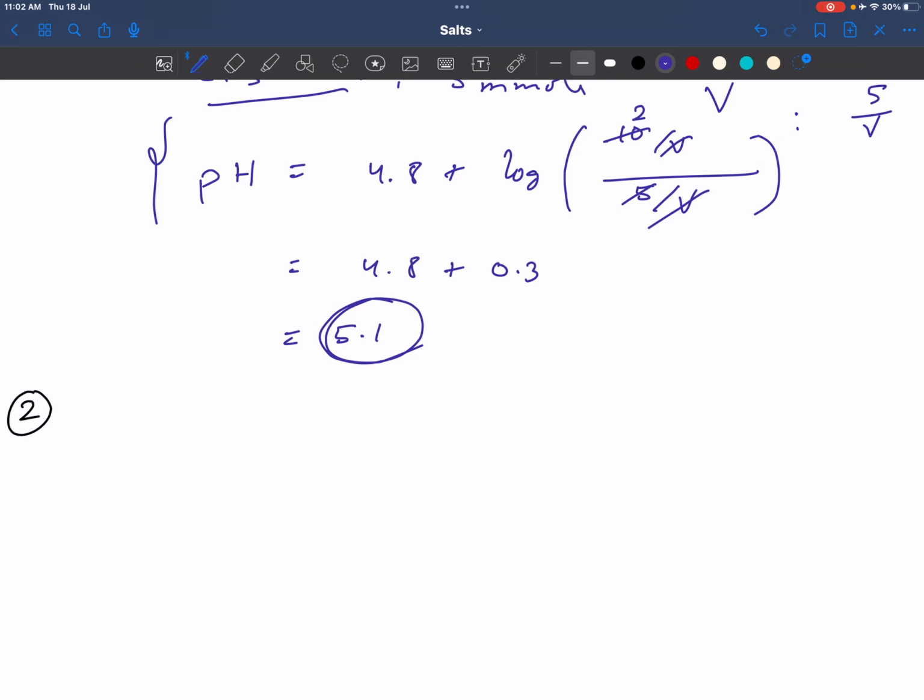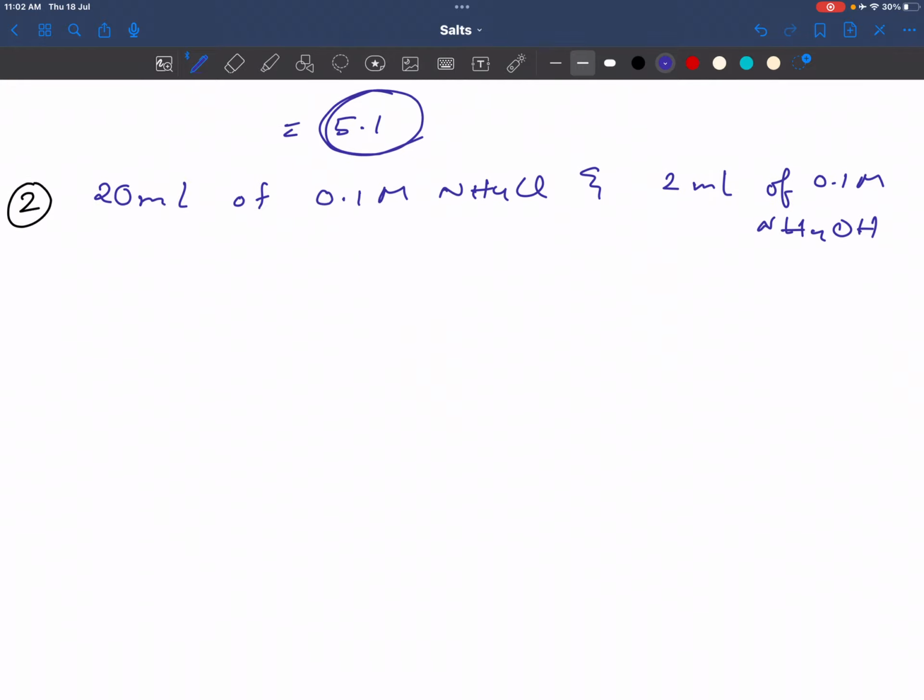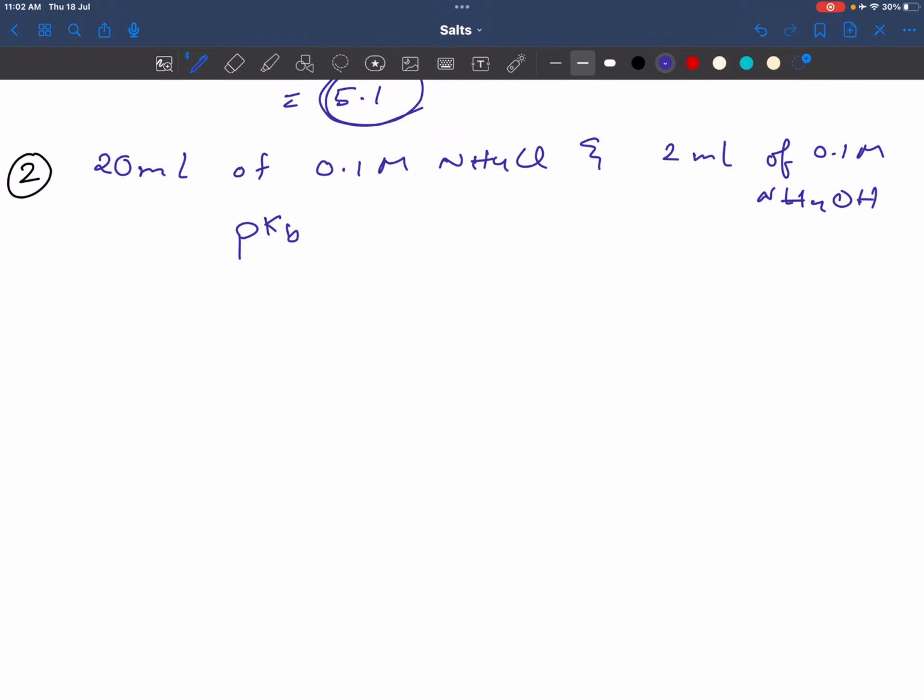Second question is, what is the pH of a buffer solution formed by mixing 20 ml of 0.1 molar NH4Cl and 2 ml of 0.1 molar NH4OH? pKb for NH4OH is 4.8. You can pause to try this question or you can continue.